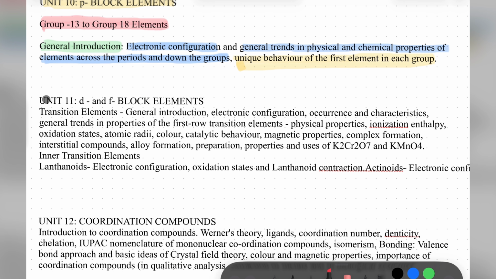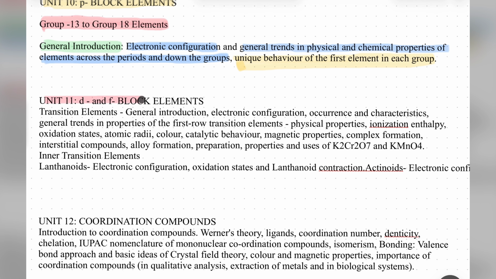Clear? That is about unit 11, D and F block elements. Transition elements, right? Transition elements are nothing but D block elements. Okay, and general introduction, electronic configuration, occurrence, characteristics, general trends here also. First row of transition elements: scandium, titanium, vanadium, chromium, manganese, iron, cobalt, nickel, copper, zinc. That is the first row. They are asking only first row properties, not second row or third row.